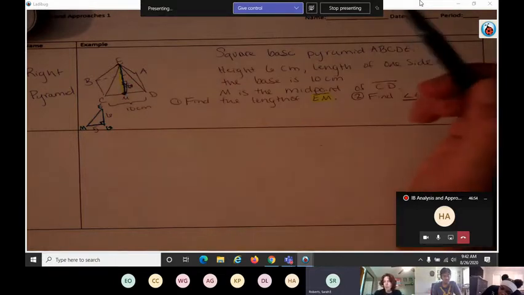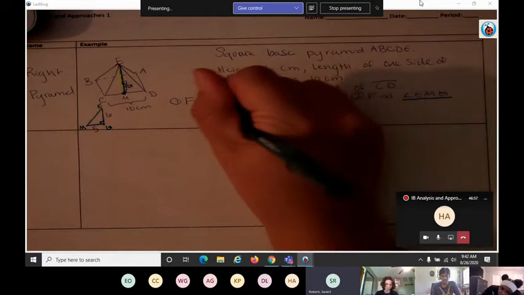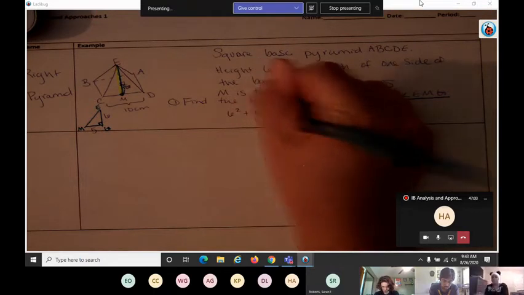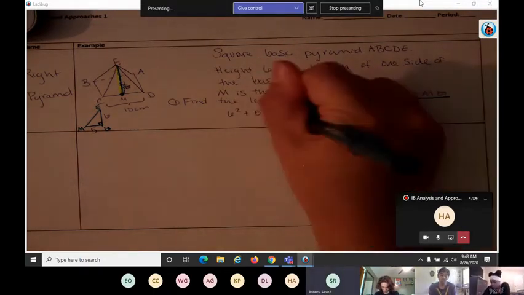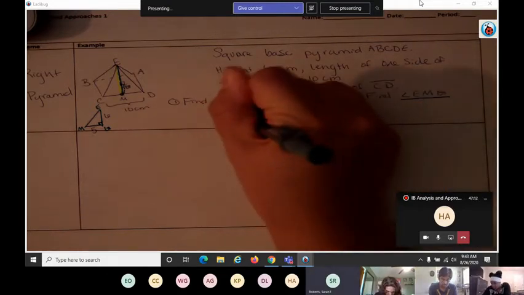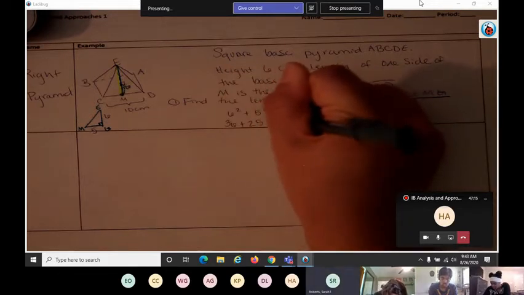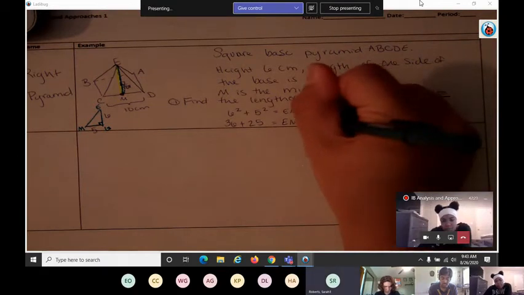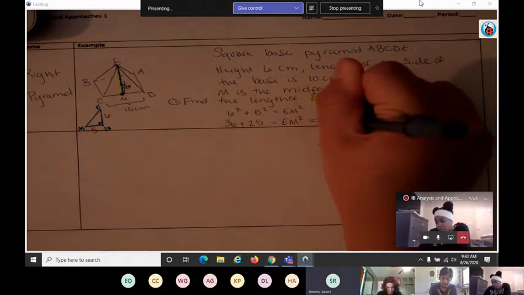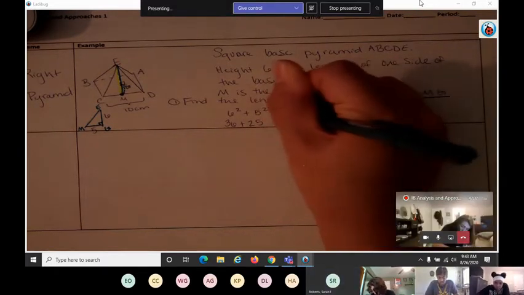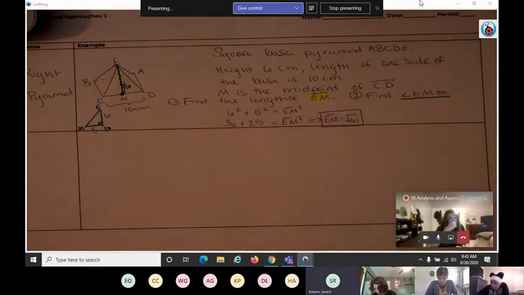Okay. So to find EM, I'm going to set up the Pythagorean theorem with my legs, the sum of my legs squared equal to EM squared. So 6 squared, 36, plus 5 squared, 25. What's 36 plus 25? 61. Beautiful. So this tells me that EM is the square root of 61. What questions do you guys have?